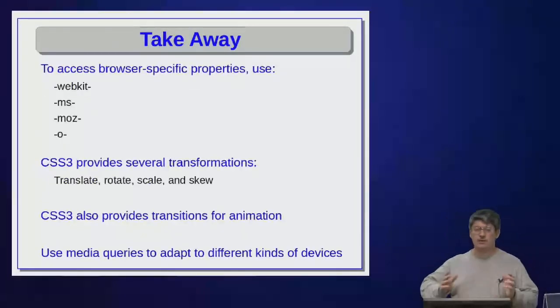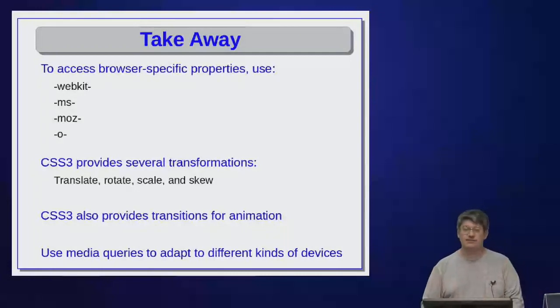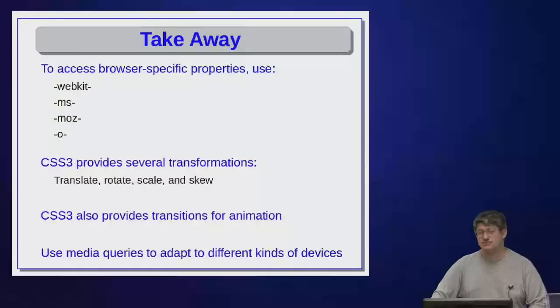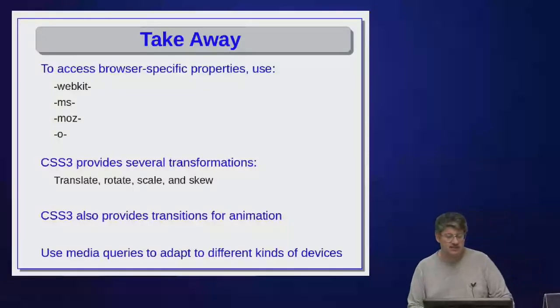So media queries are great. Transitions are fun and can give you really neat animations. But to access all of these different new properties, you sometimes have to prefix your property with some of these experimental browser prefixes. So -webkit, -ms, -moz, and -o are some of those browser-specific property prefixes.